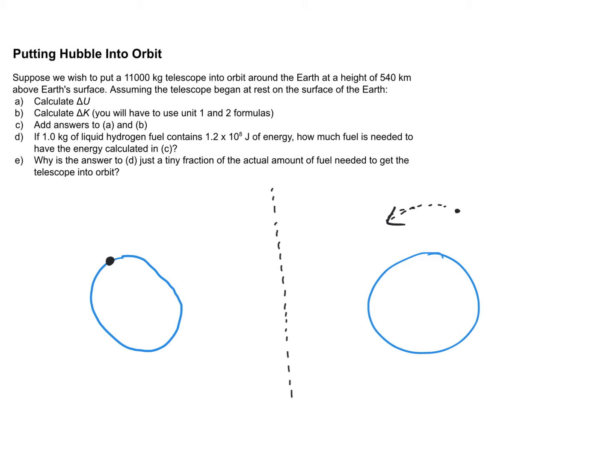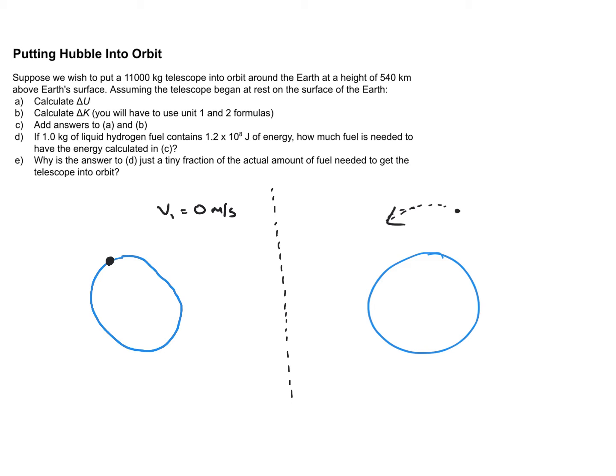So we're asked in part A and part B to calculate the change in gravitational potential energy of the telescope as well as the change of kinetic energy. So in the first scene, the starting speed of the satellite is 0 meters per second. Okay, so it's actually got 0 kinetic energy at the start.